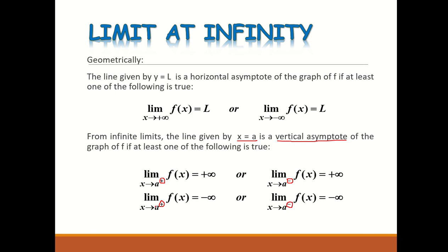Okay, so just remember these two important principles. We speak of them geometrically. So y equal to L here is the horizontal asymptote of the graph.